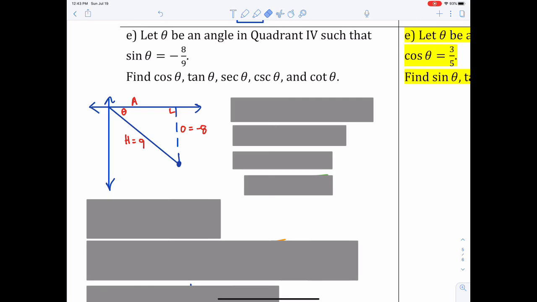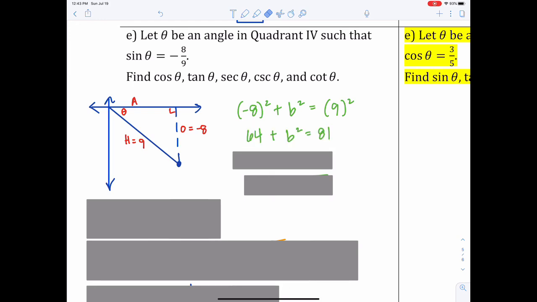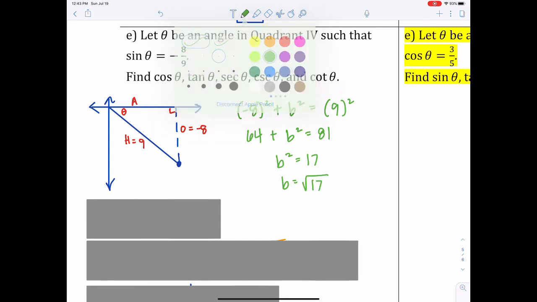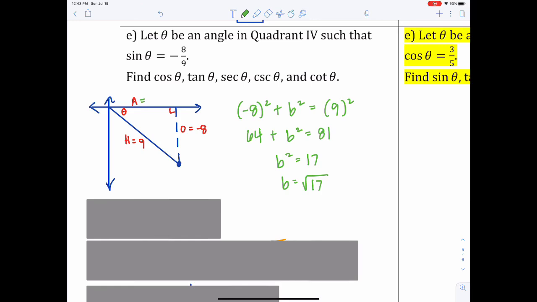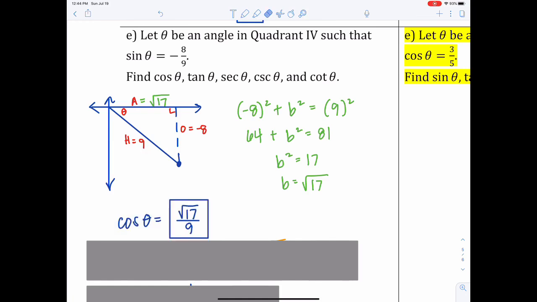So using the Pythagorean theorem, we have -8 squared plus b squared is equal to 9 squared. 64 plus b squared is equal to 81. Subtract, b squared is equal to 17. Therefore, b is equal to the square root of 17. So now I know that b, or our adjacent side, is the square root of 17. All right, so now we're going to use all of those measurements to find our values here. So we're given sine. Let's find cosine first. So cosine is adjacent over hypotenuse. So I know my cosine of theta is the square root of 17 over 9.